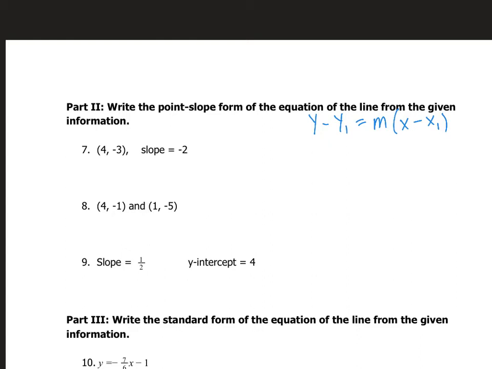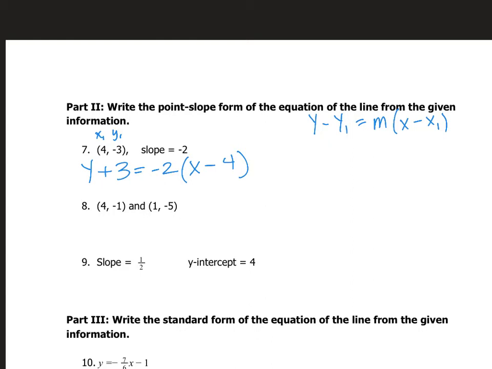Okay, so number 7 is easy. All you need to do is just plug it in. Okay, so this 4 is going to be your x1, and this negative 3 is going to be your y1. So let's just rewrite it. So y minus, and since this y1 is a negative 3, we would need to write plus. Y plus 3 equals our slope, and then we're going to leave this x as it is, and then our x1 is 4, so we're going to write minus 4, and that's it for that one.